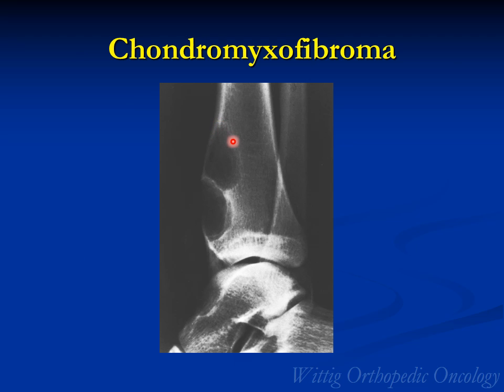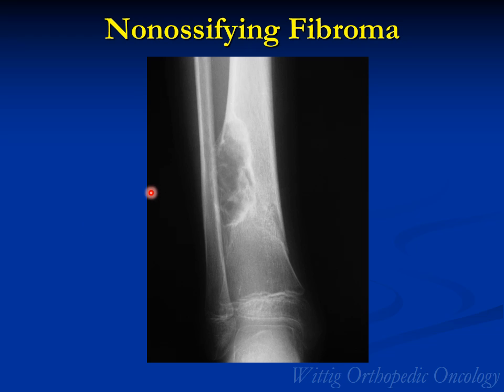This is a chondromyxofibroma, where the medullary border of the lesion is very indolent appearing. That's very typical. There's a couple internal trabeculations, and then the external surface is usually very expanded and more aggressive looking. This is a non-ossifying fibroma. There is a very thick sclerotic margin around the lesion, internal trabeculations, and it arises from the cortex.